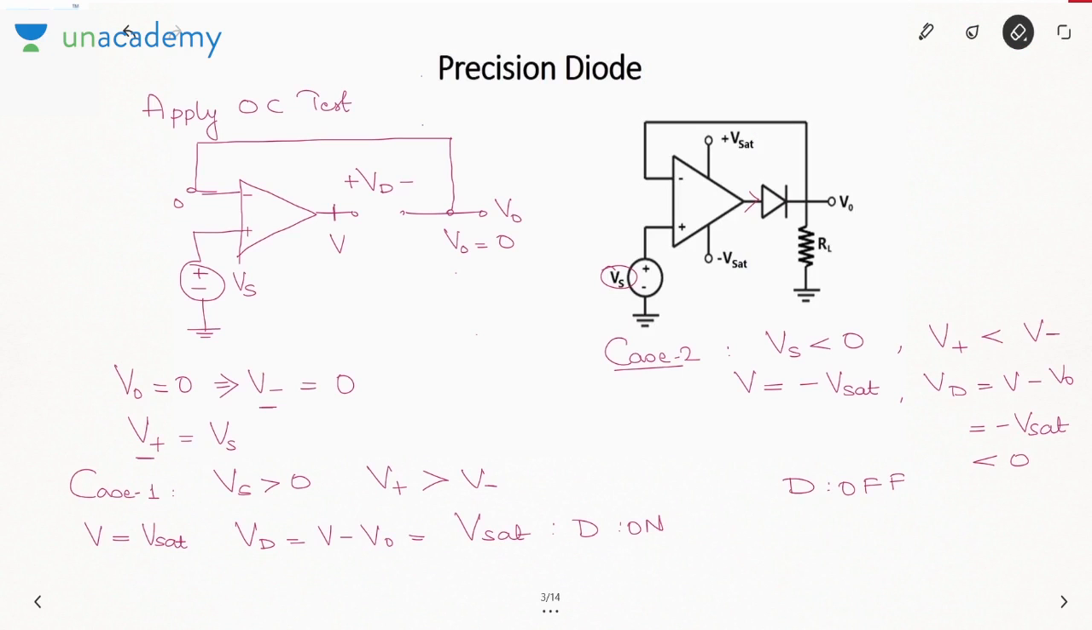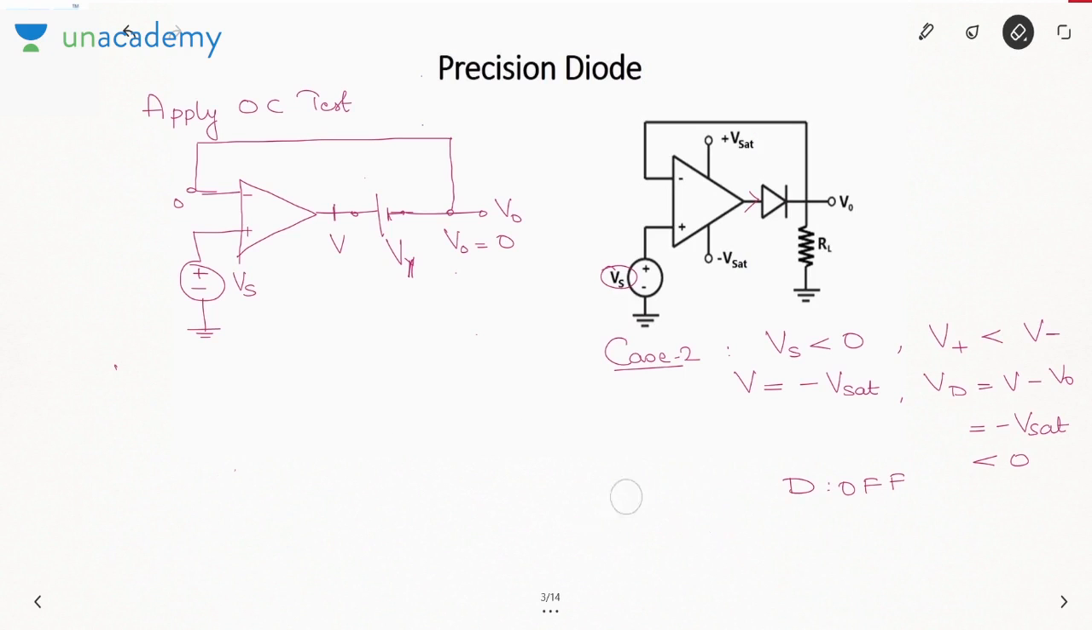Now when the diode is on, what will happen? You will replace the diode by its cut-in voltage V gamma. Now what will happen? Let me tell you when the diode will be on. Let us see why I told you earlier that the cut-in voltage will be 0.